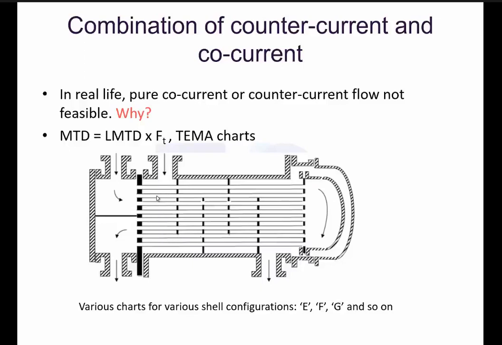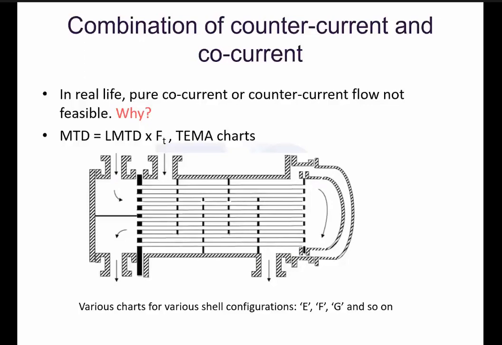So what happens? This part co-current, this part counter current. This part co-current, this part counter current. This part co-current, this part counter current. This part co-current, this part counter current. So generally, this is what happens in an exchanger.